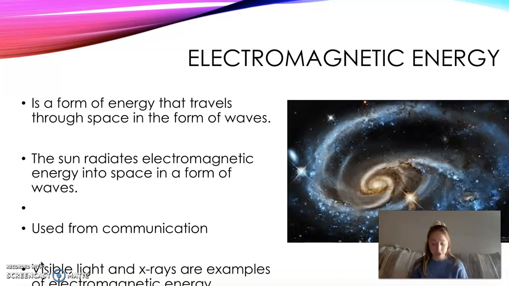I have a picture of a galaxy to the right because the book talks about how galaxies are giant structures in space that typically contain billions of stars. These stars are giving off enormous amounts of electromagnetic energy. And how we know that is because we can see the visible light from the stars.